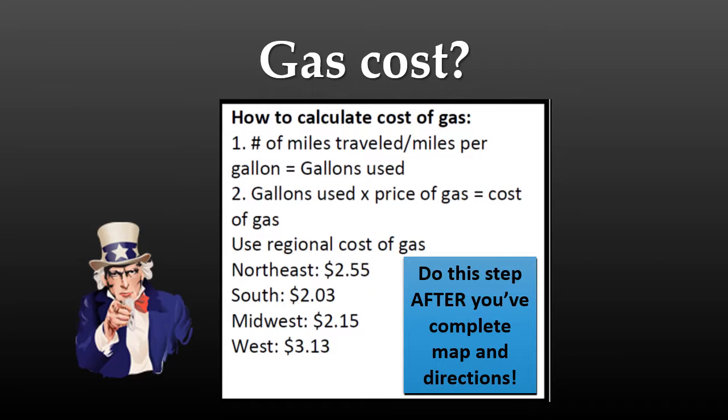Then I take gallons used and multiply that by the price of gas. So if I travel 800 miles in the Northeast, then I'm going to have to multiply that by 2.55 and figure out how many gallons I use per region. Again, these are approximations, not the exact number, but make sure that you do this after you complete the map and directions. Got it? Go.